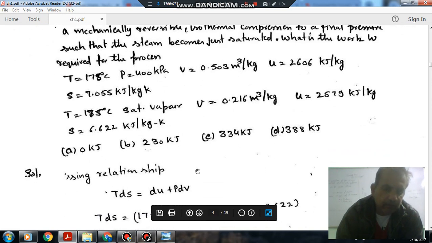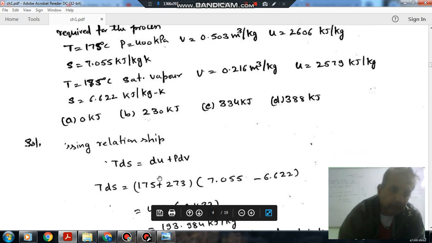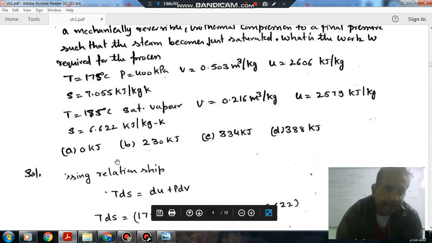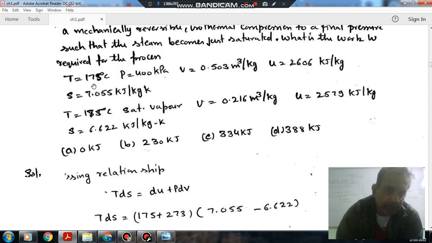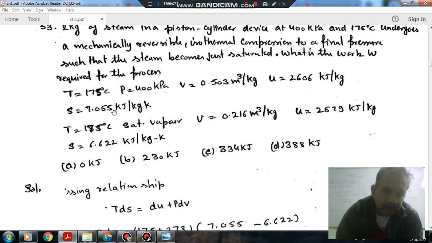Now using the relationship TdS is equal to dU plus PdV, we have this from the first law of thermodynamics: Q is equal to PdV plus dU. So now we have the temperature same for both, 175 and 175, and the entropy is different. So entropy S1 is your starting point. This is the starting point.